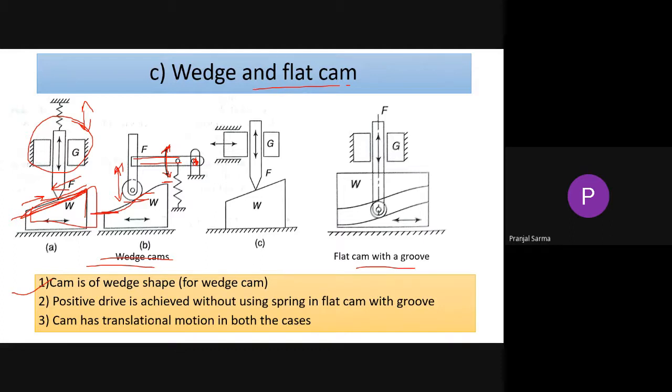Here also we achieve positive drive without using a spring in the case of flat cam with groove. For the other cases we are using spring loading. In the case of flat cam with groove, just like the cylindrical cam, if the follower is pressed in the groove, then we get a positive drive without even using a spring. This cam has translational motion in both the cases of wedge as well as flat cam.